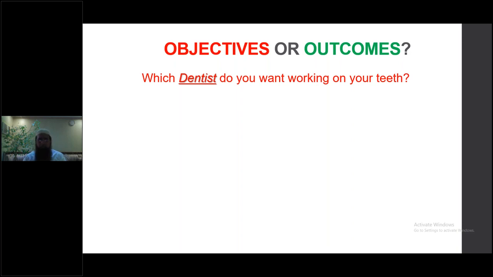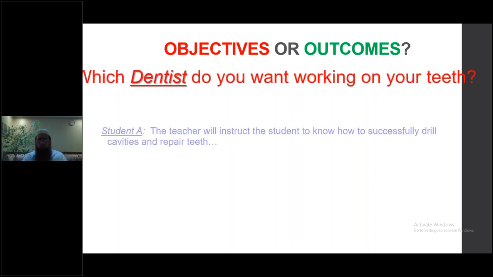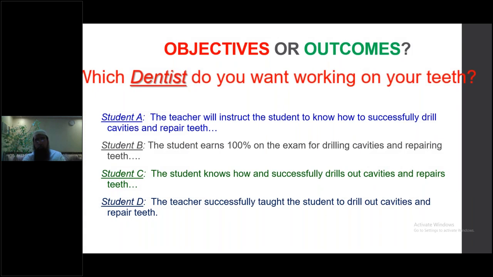We have many faculty members who are not able to differentiate between objectives and outcomes. So this is a nice example. Which dentist do you want to work on your teeth? One is the teacher instructs the student how to successfully drill cavity repair teeth. The other is a student earns 100% on the exam. And then the declassification: the teacher successfully taught the student to drill out cavities and repair teeth. So the right selection here is: the student knows how and successfully drills out cavities and repairs teeth. So this is the outcome. The other, the teacher will instruct the student, that could be the objective. So you see, that's a good example of the difference between objectives versus LOs.